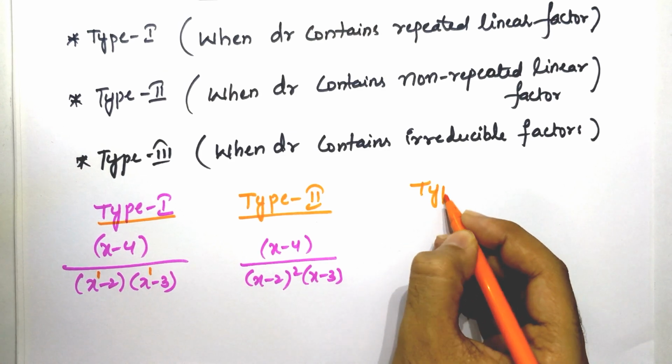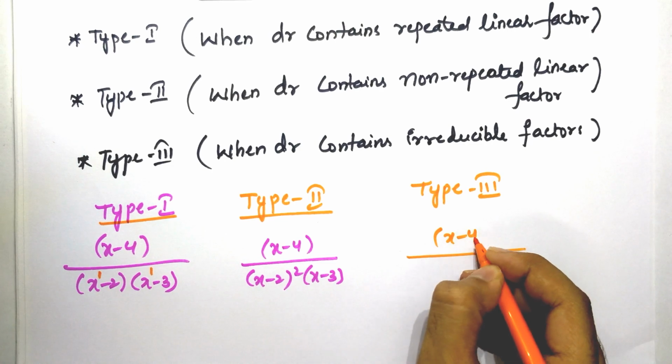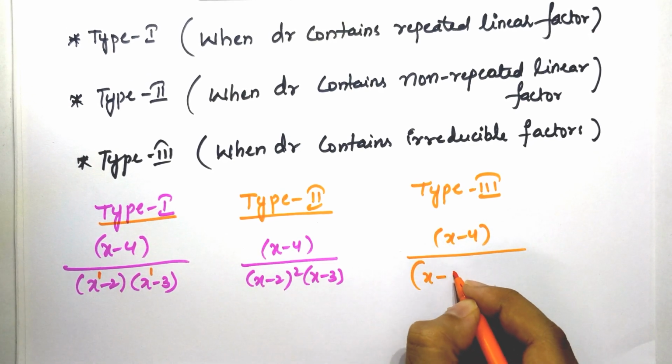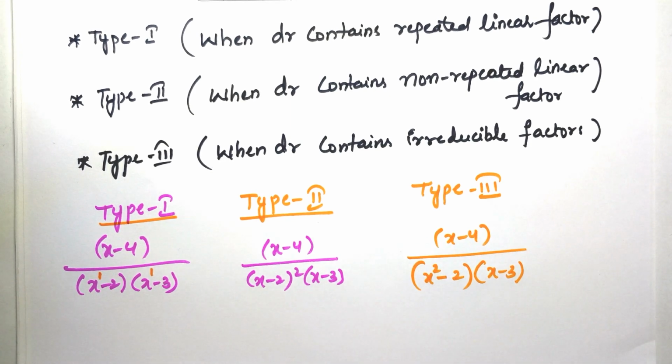So the third one is type 3. We have (x minus 4) by (x minus 2) into (x square minus 2) into (x minus 3). As you can see over here, the first term is a quadratic one. The degree of the first factor is 2, so we call this an irreducible factor.